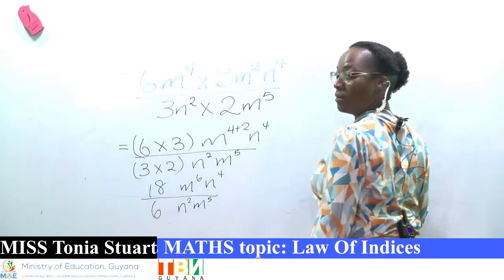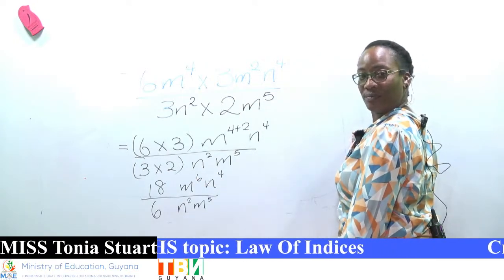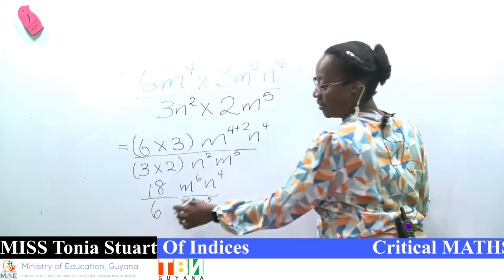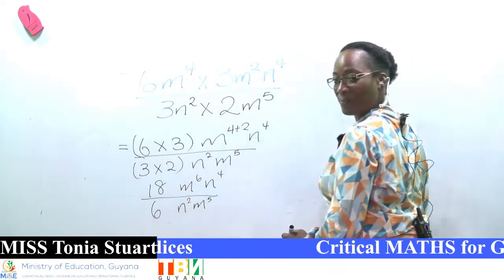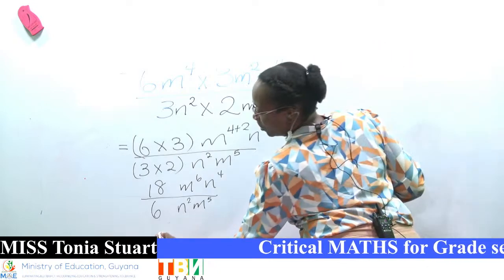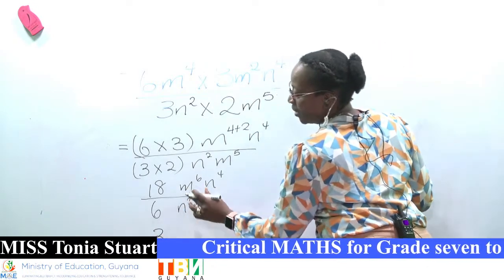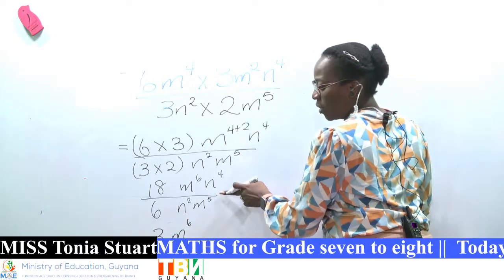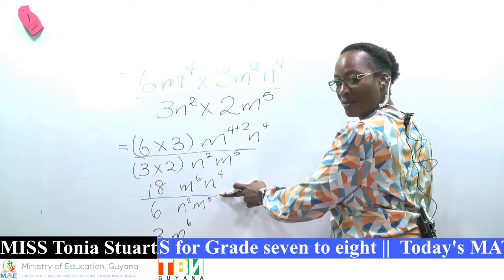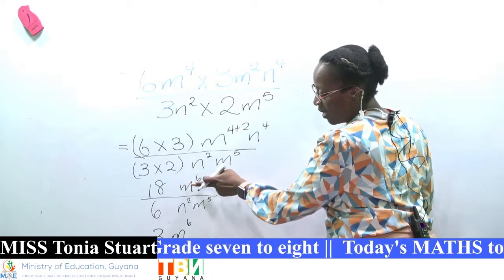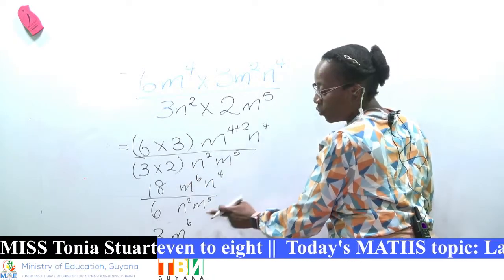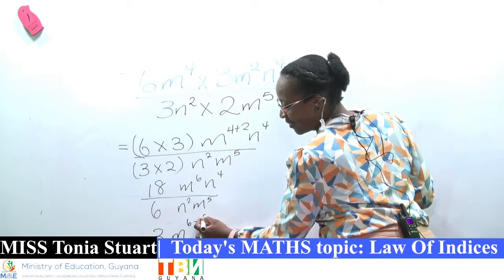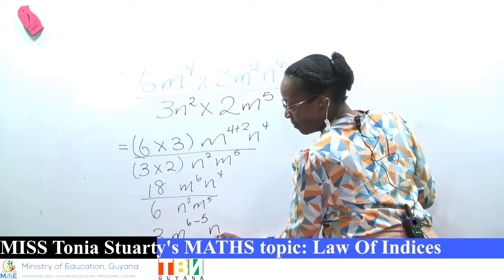What do you notice about the numbers? They can divide. 6 can go into 18. So 6 into 18? 3. What letter do we have? M. And what does this line mean? Division. So don't we have an m and an m? Yes. So what do we do with the powers? We subtract the powers. Good. And the n, the same thing.